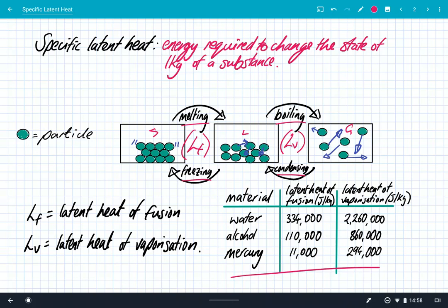What's important to note is that the latent heat of vaporization is always greater than the latent heat of fusion. And that's because to turn a substance from a solid to a liquid, you're only increasing the particle spacing a tiny bit. But to go from a liquid to a gas or vice versa, there's a much greater change in particle spacing.